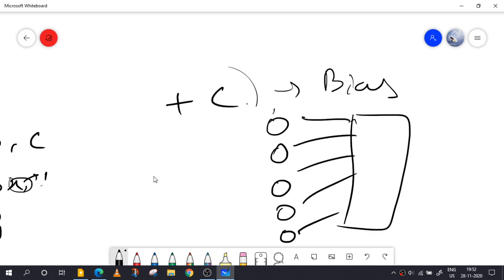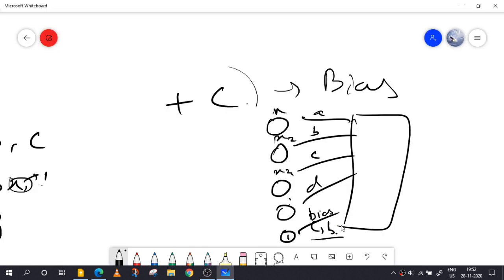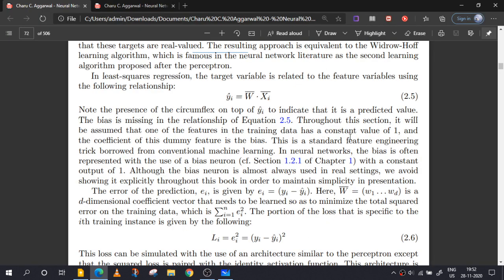Here's x1, x2, x3, and so on, and here are your weights b, c, d. So this one is going to be 1, and this is going to be the bias. Usually people write it as b or whatever. This is what he means by a dummy feature, that is the bias. Throughout this section of the book, it will be assumed that one of the features in the training data has a constant value of 1.